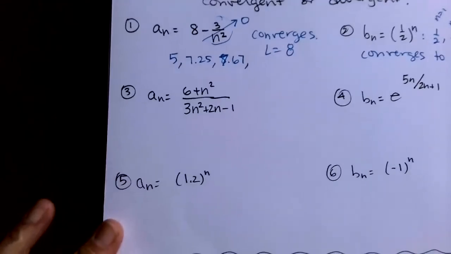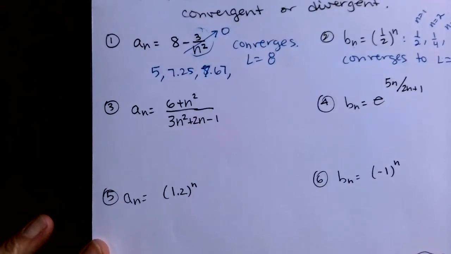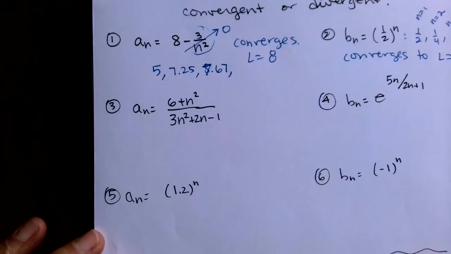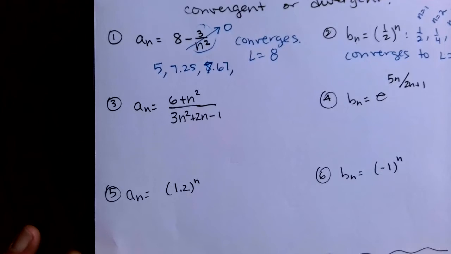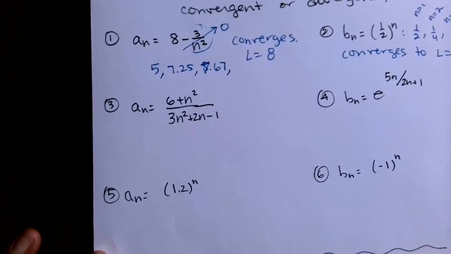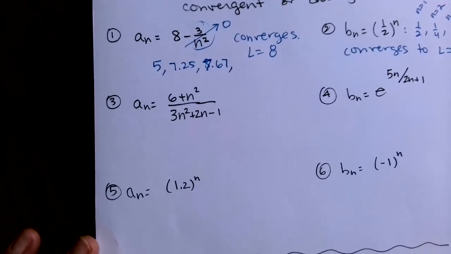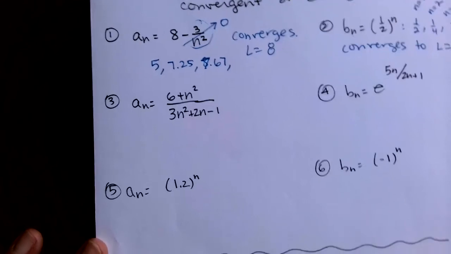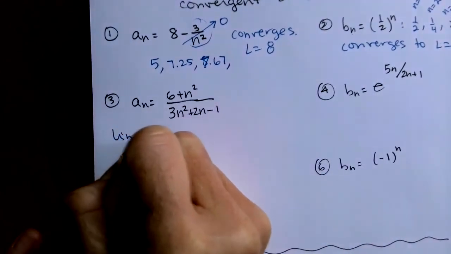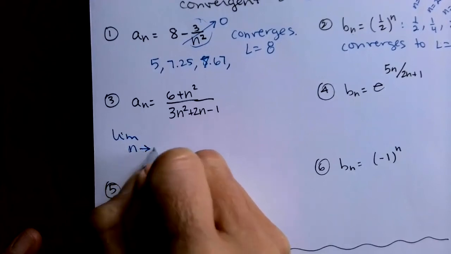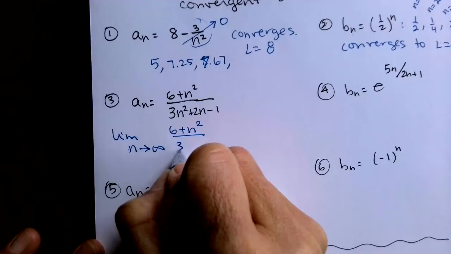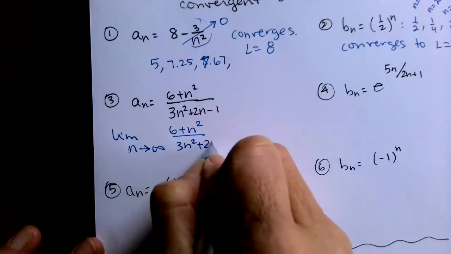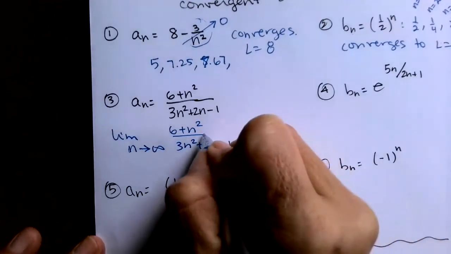Okay, what about number 3? How would we figure out what the limit of this is? And it really is just like how we did limits of a function. So if you want to pull in some L'Hopital, if you want to pull in some divide everybody by n squared and see what happens as n gets big. But right now, what we've been doing is taking the limit as n goes to infinity of this generic term in our sequence.